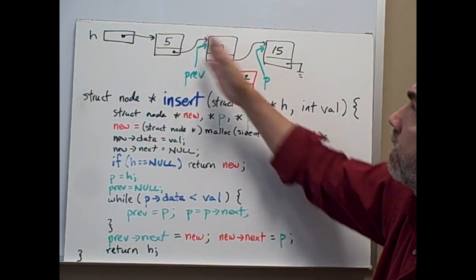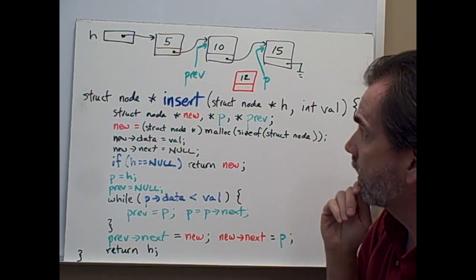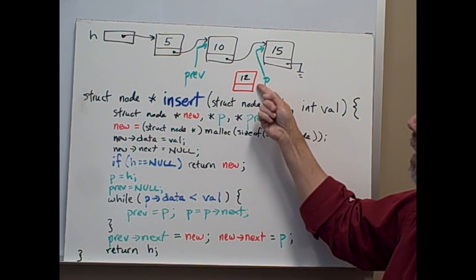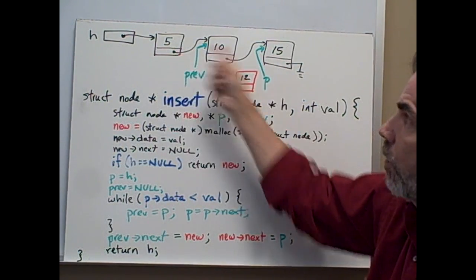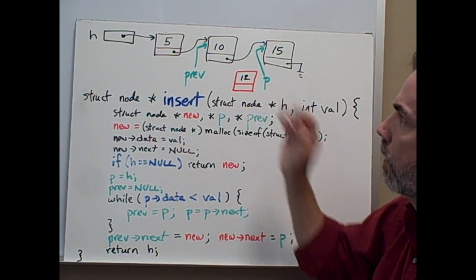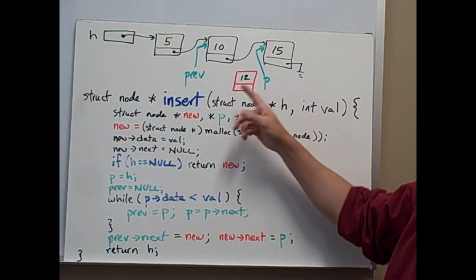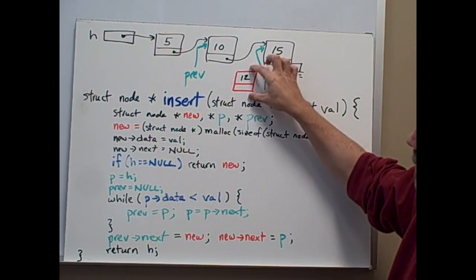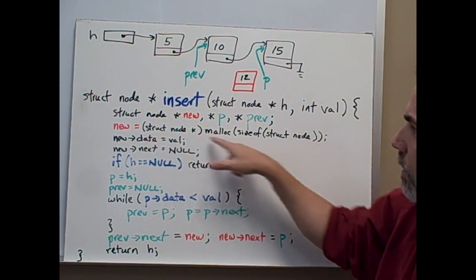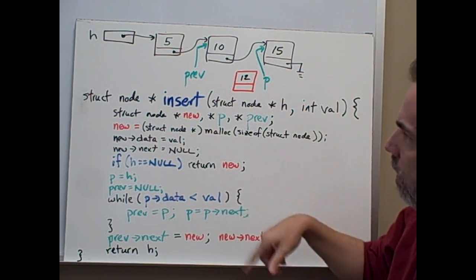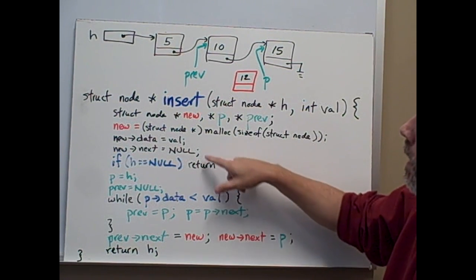So here's our list, 5, 10, 15. I'm going to assume for now that the value that we're going to insert is in the middle somewhere in between here. We'll cover the other special cases shortly. So what do we do? First thing we do is we create a node. So new equals malloc. We set the value. We initialize next to be null, right?